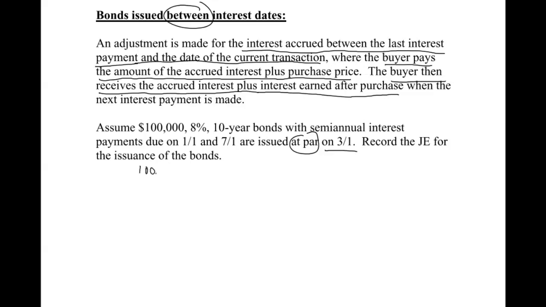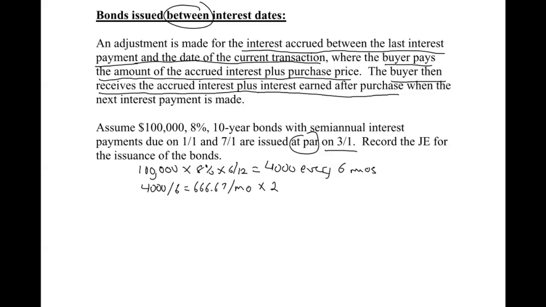So we know that the interest payment, $100,000 times 8% times 6/12, equals $4,000. Now that's $4,000 every 6 months. If we take the $4,000 and divide it by 6, that's going to give us $666.67 per month. And if we multiply it times the 2 months, that's the accrued interest.